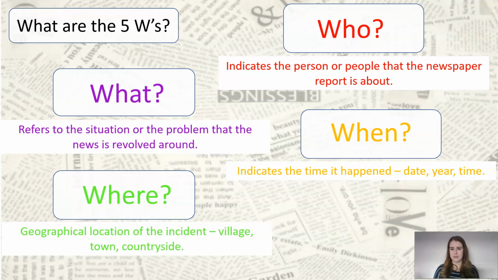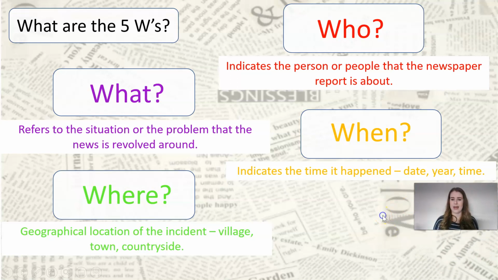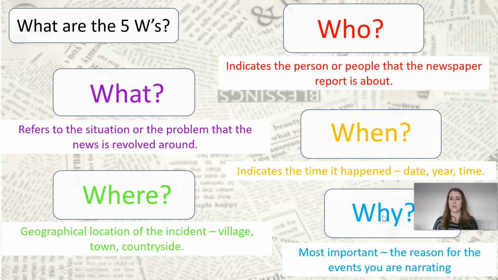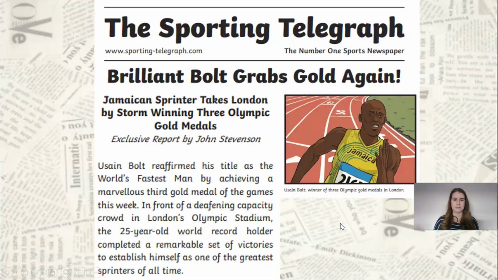And then we have our why. On some level the why is the most important one of our 5 W's, because this is the reason for the events that you're narrating. So why is it that we are writing a newspaper about flying pigs? So we'll explore those a little bit more as we work through our lesson today.